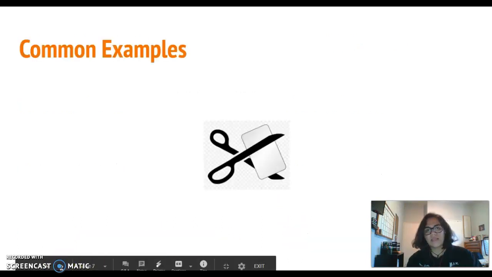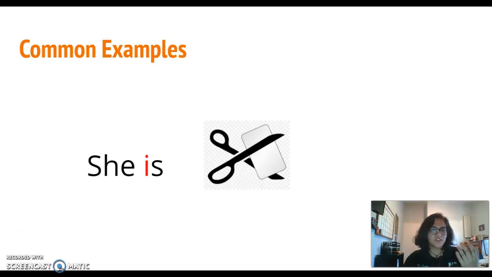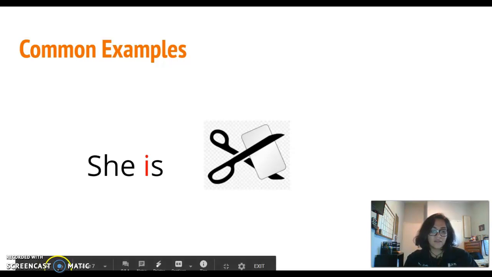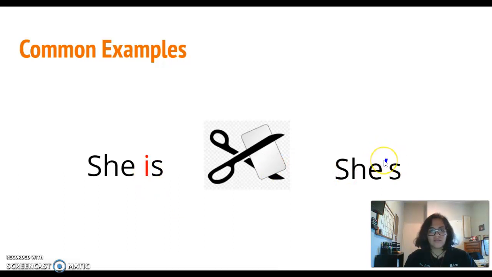Let's do another example. She is. We can cut that and change it to she's. So the I was cut and we put the apostrophe. So she is becomes she's.